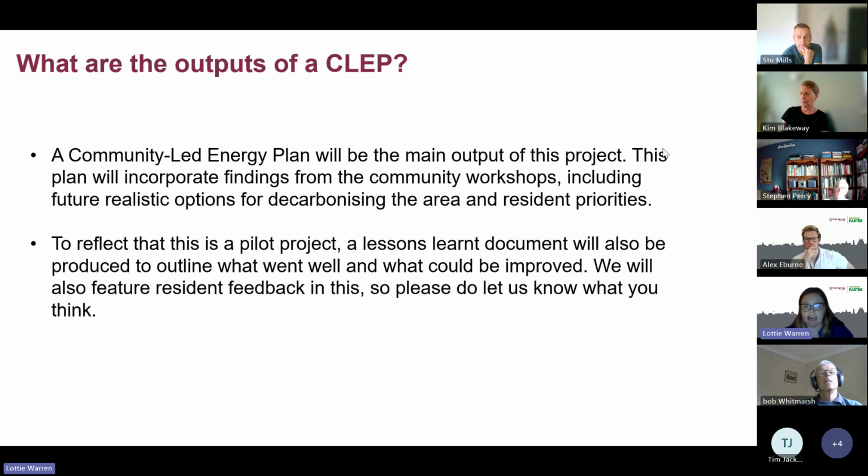As we've discussed here today, this is a pilot project. We've not run something like this before, so we're aware that there'll be lots of lessons learned from this. So we will also be producing a lessons learned document to outline what went well and what could be improved. To help with this, we're going to be asking for a lot of feedback from you all. So please do let us know what you think, what you think could be done better, what could be more effective, and anything like that.